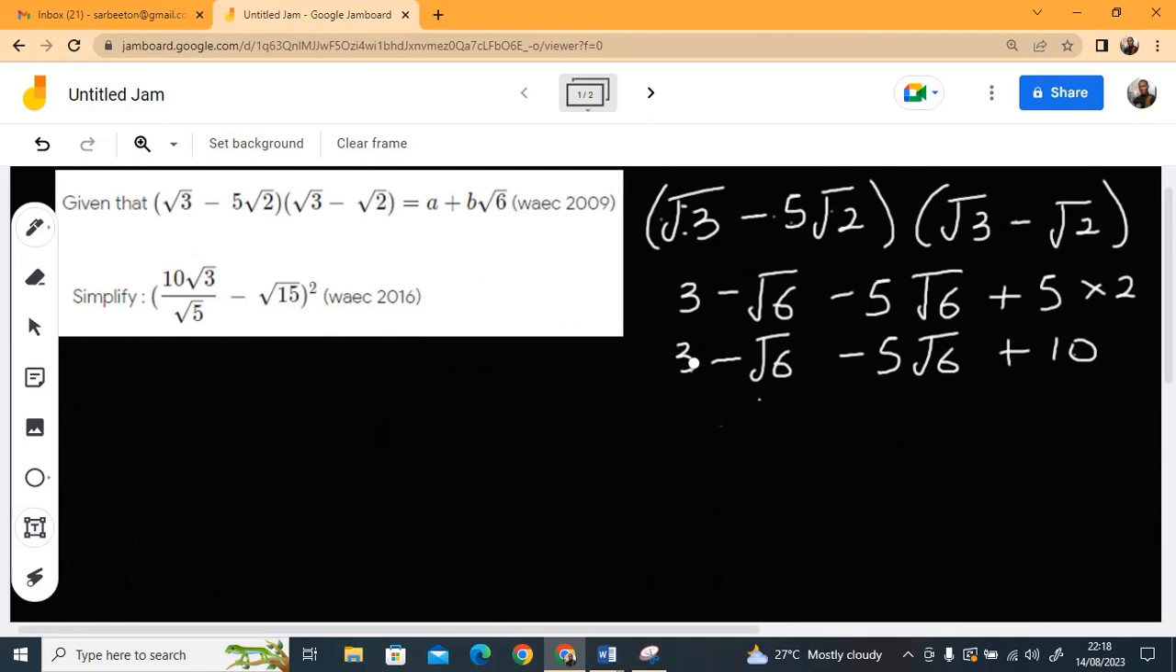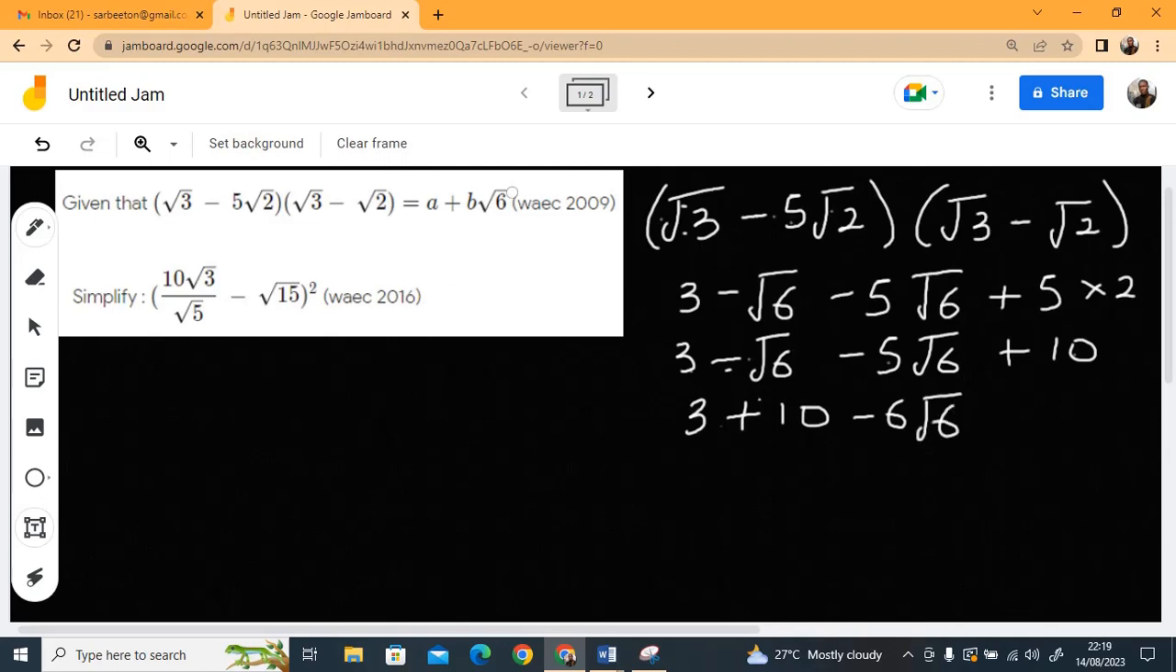Now what I'm trying to do is collect like terms, 3 and 10. So it will be 3 plus 10. Now this is minus root 6 minus 5 root 6. You should know that there's an invisible 1 here, and both have root 6. So I can say minus 1 minus 5, which gives me minus 6. Both of them have root 6, so I'll put the root 6 at the back. Did you get the logic now?